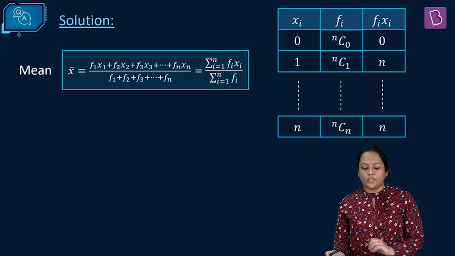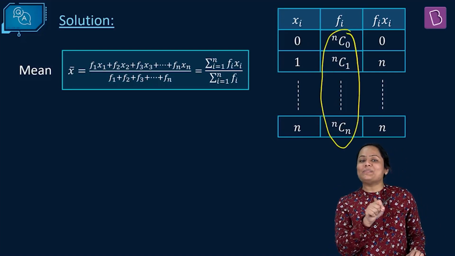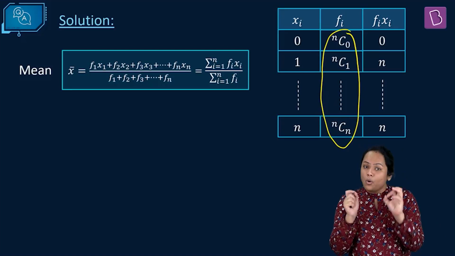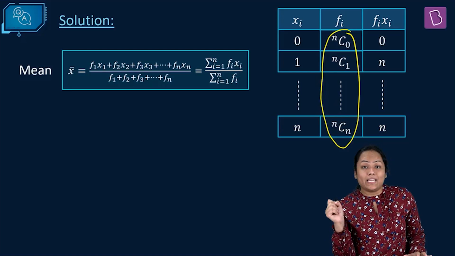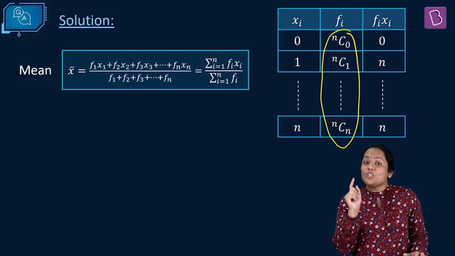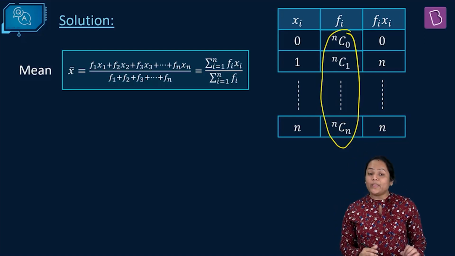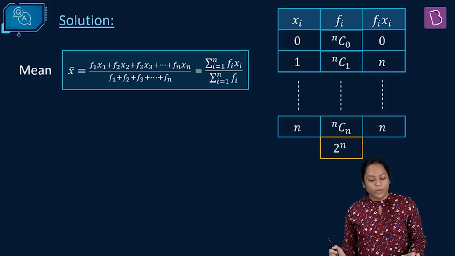Now comes the question, what is summation of fi? So guys, here comes the concept of binomial theorem. What is the summation of C0, C1, C2 till Cn? Can you just recall it and tell me? What was it? 2 raised to n. That's correct. So we had our summation of fi with us, which is equal to 2 raised to n.